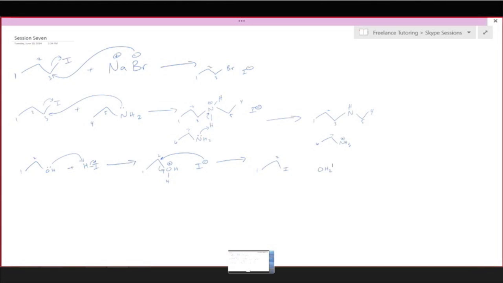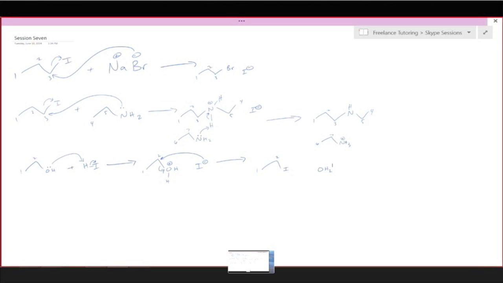Do you see how the first step of the second reaction is pretty similar to the first reaction? So in the second reaction, we did SN2, and then we did an acid-base reaction. So sometimes SN2 is followed by an acid-base reaction. And then look at the third reaction. In that case, first we did an acid-base reaction, and then do you see how the second step of the third reaction is an SN2?